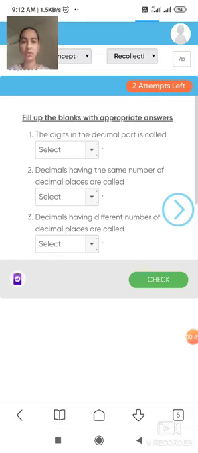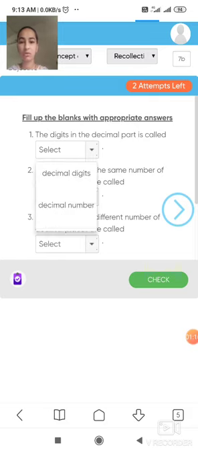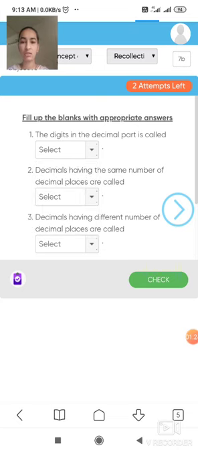These questions are from decimals, and I think you all know what a decimal is, which part is called the decimal part and which part is called the whole part. Now, the digits in the decimal part are called dash. The digits in the decimal part, what are they called? Yes, students, tell me the answer.